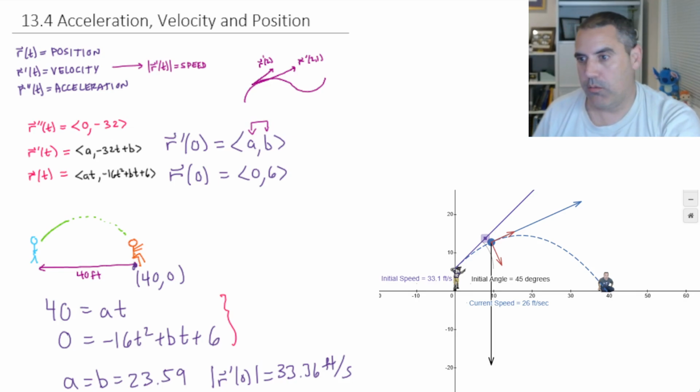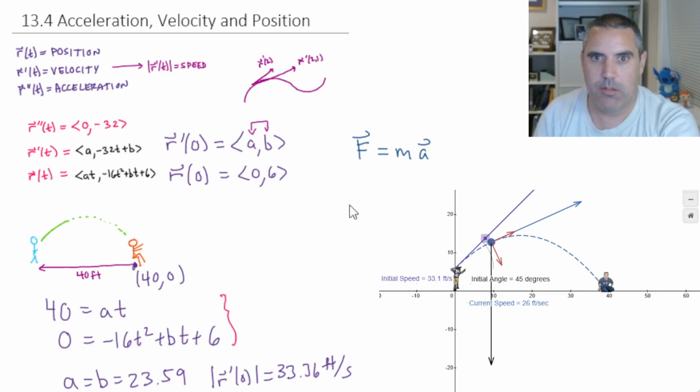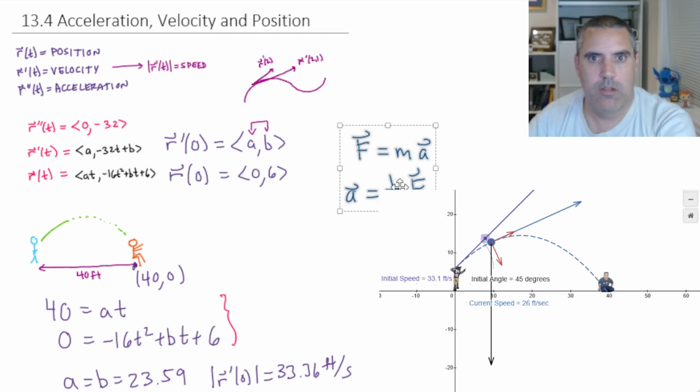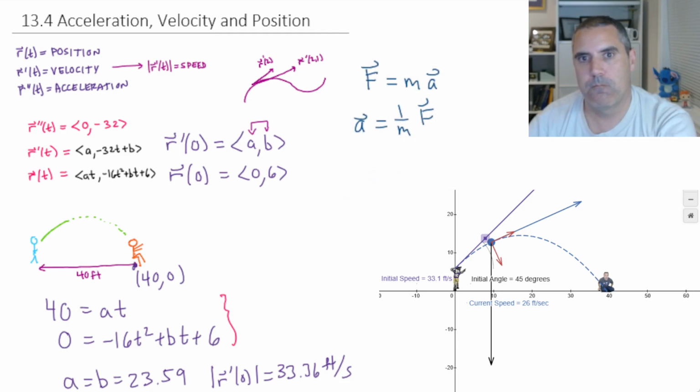The truth is, acceleration arises from the study of forces. So if you go into your physics course, they're going to give you a bunch of forces. Once you've added up all the forces, you'll say this is mass times acceleration. Then you'll say acceleration is 1 over mass times the forces.